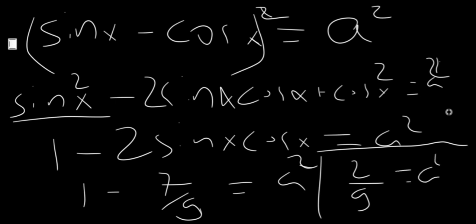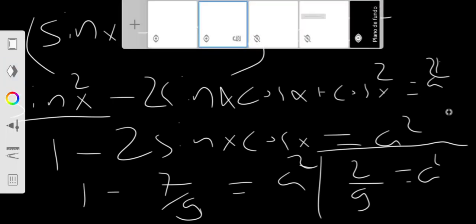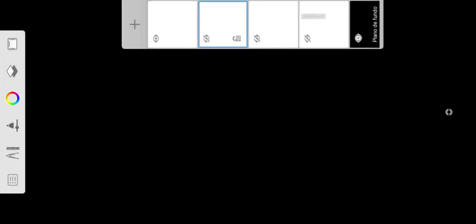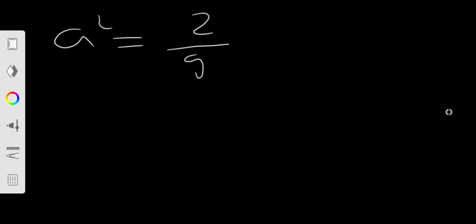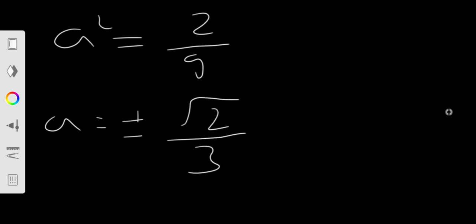So a squared is equal to 2 divided by 9. So a is equal to plus or minus the square root of 2 divided by 3. But remember, we needed to find a negative number because the cosine is bigger. So a is equal to minus the square root of 2 divided by 3.